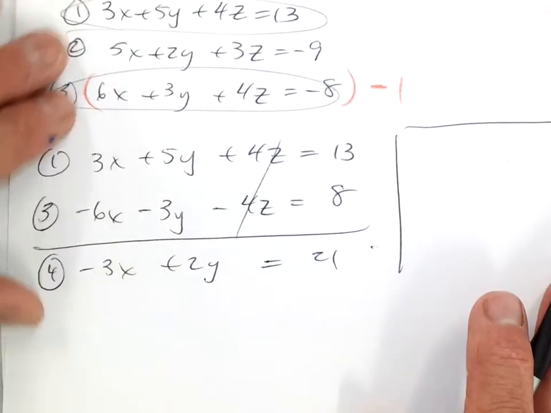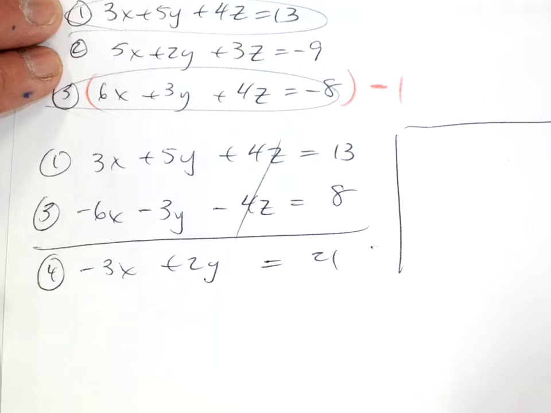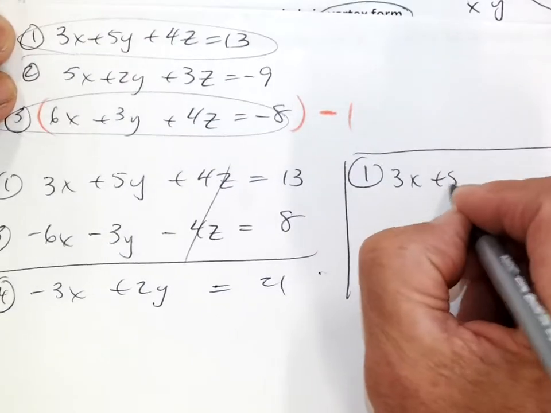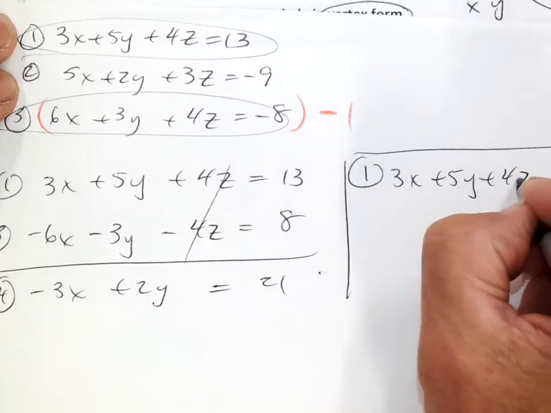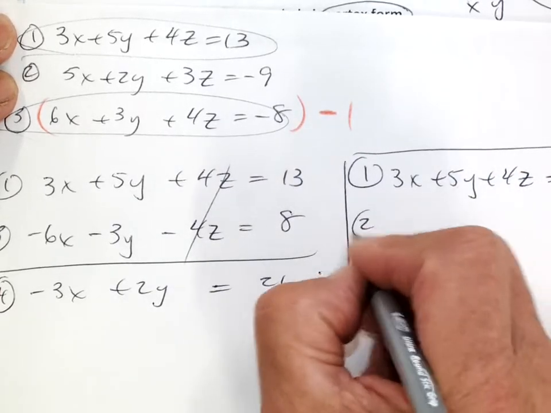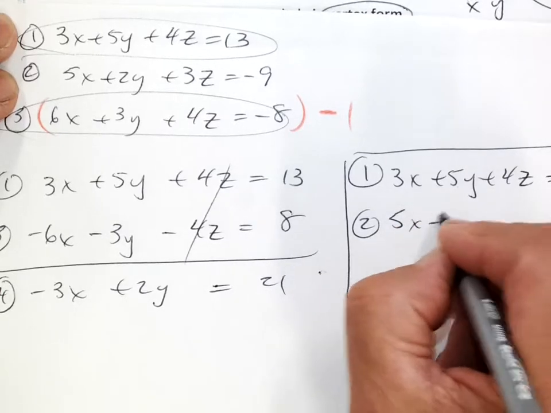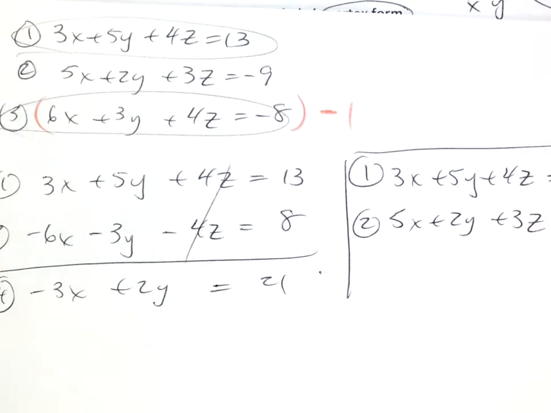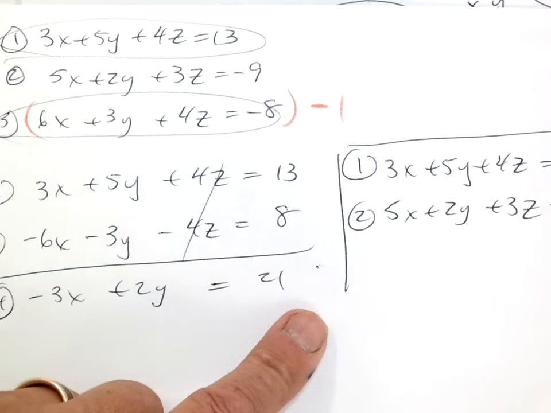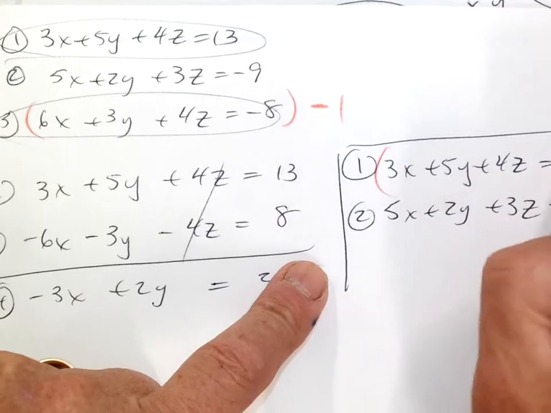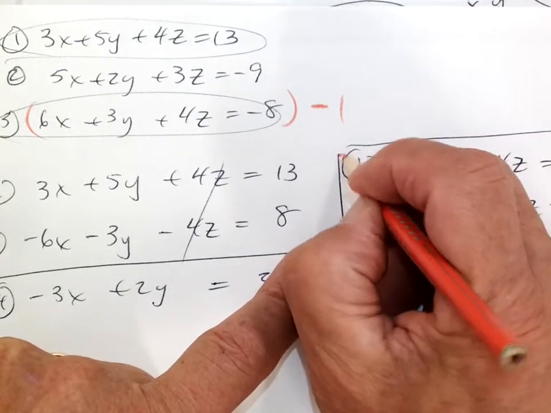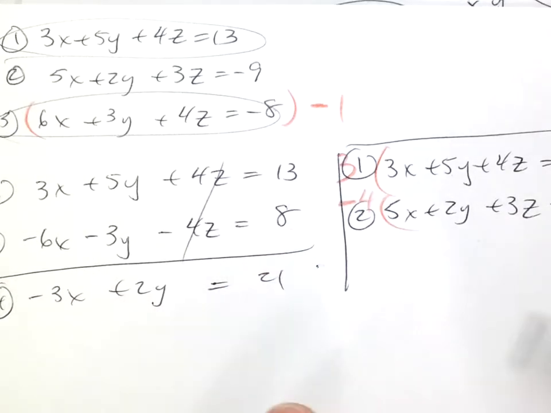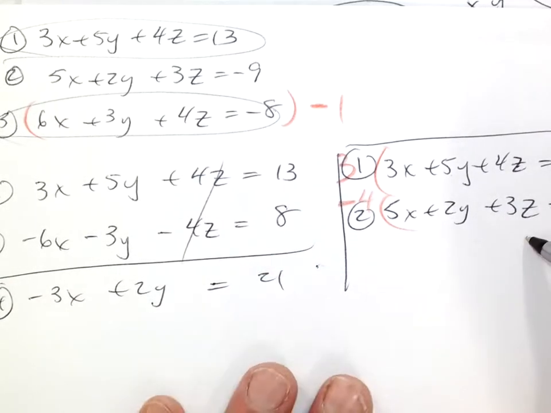Okay, so to make equation 5, I've got to cancel out the z's. I may as well put 1 and 2 together. Equation 1, 3x plus 5y plus 4z equals 13. Equation 2, 5x plus 2y plus 3z equals -9. Okay, I've got to cancel out the z's. I have to, so that it'll line up. So I'm going to have to do a little bit of work. Doggone it. Multiply this one by 3, and I'll multiply this one by -4, okay? Because that'll make a 12 and a -12.